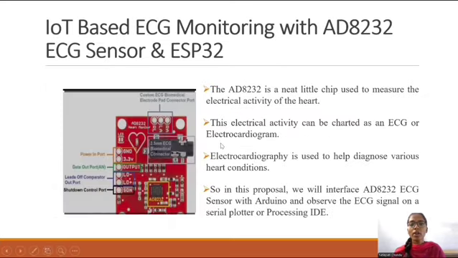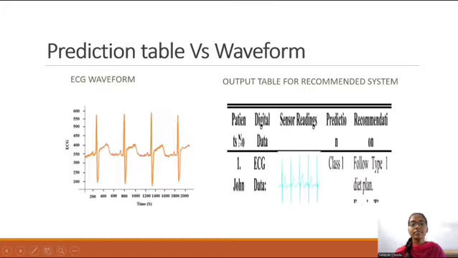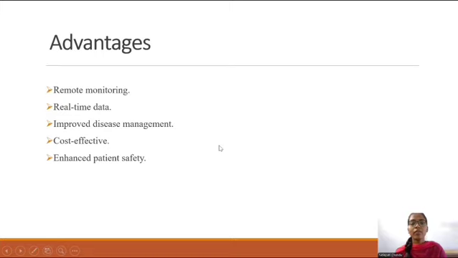IoT-based ECG monitoring with AD8232 ECG sensor and ESP32. AD8232 is a neat little chip used to measure the electrical activity of the heart. It is used to help diagnose various heart conditions. So this is the prediction table versus waveform. Advantages: remote monitoring, real-time data, improved disease management, enhanced patient safety.